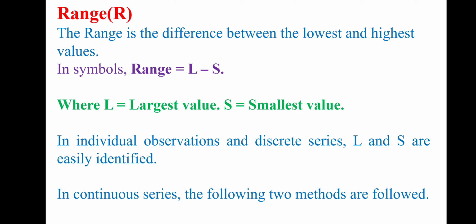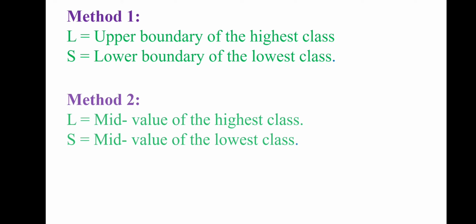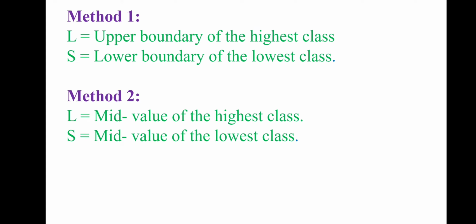In continuous series, the following two methods are followed. Method 1: L is the upper boundary of the highest class interval, S is the lower boundary of the lowest class interval. Method 2: L is the middle value of the highest class interval, S is the middle value of the lowest class interval. When we are solving problems, we will identify it.